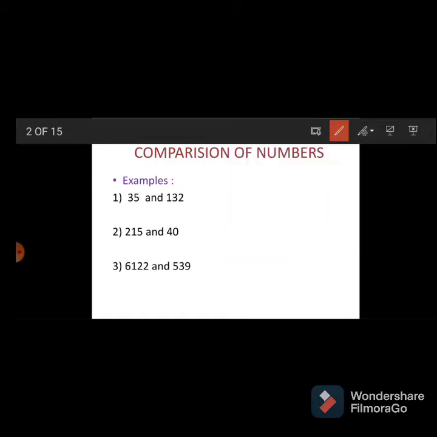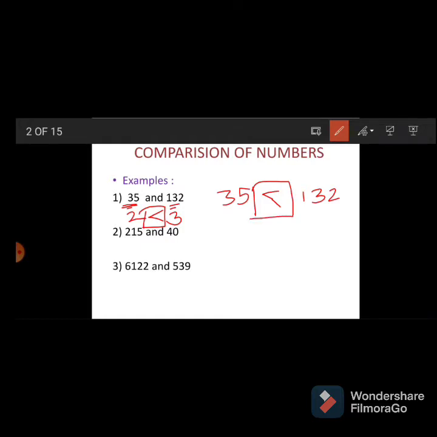Okay, then see the first example. 35 and 132. What is the first rule? The first rule is to check the number of digits in the given numbers. See here, in 35 how many digits? 2 digits are there, and in 132 3 digits are there. Means 3 is greater than 2, so between 35 and 132, 132 is greater than 35.